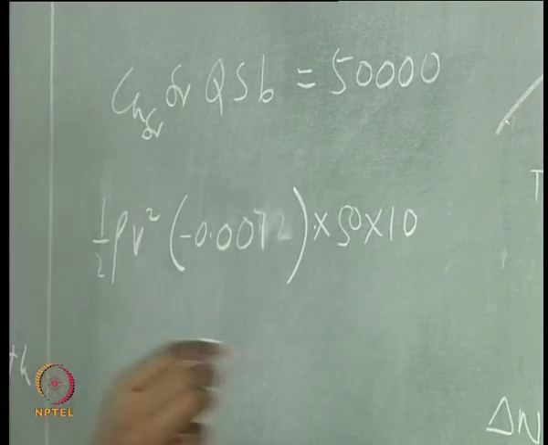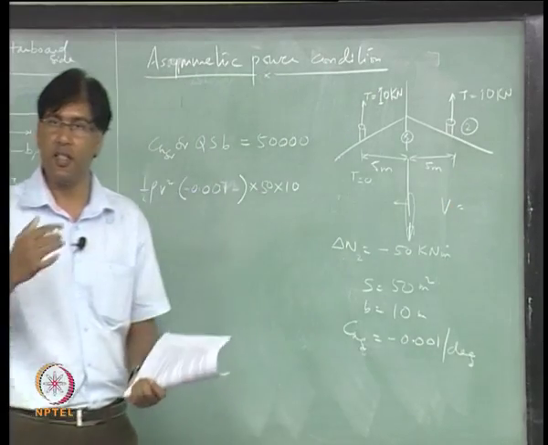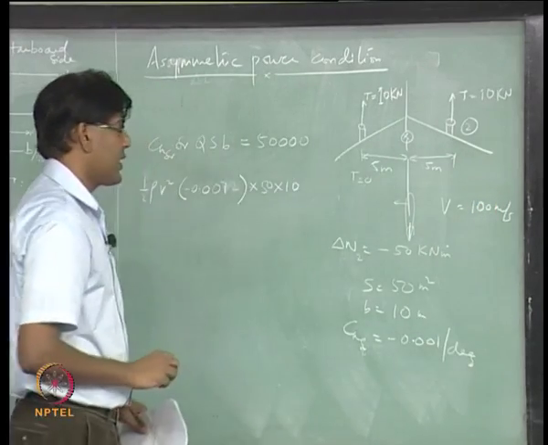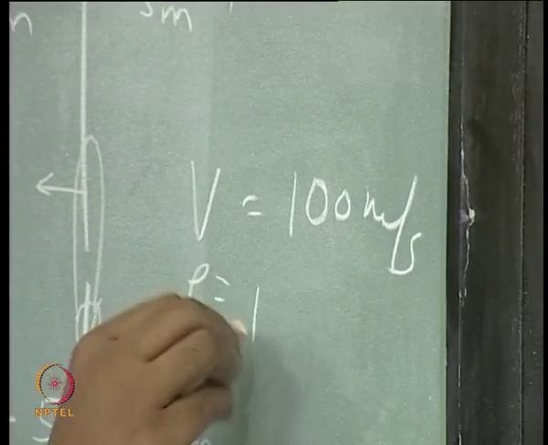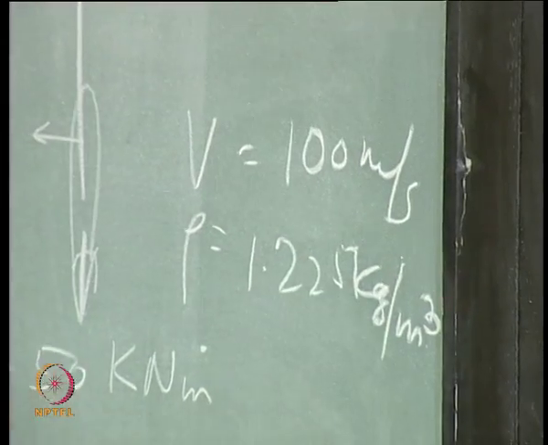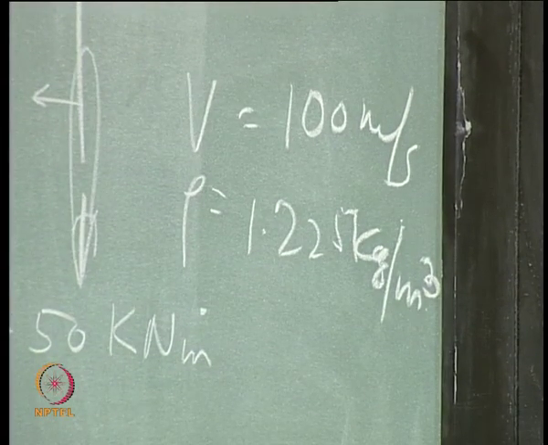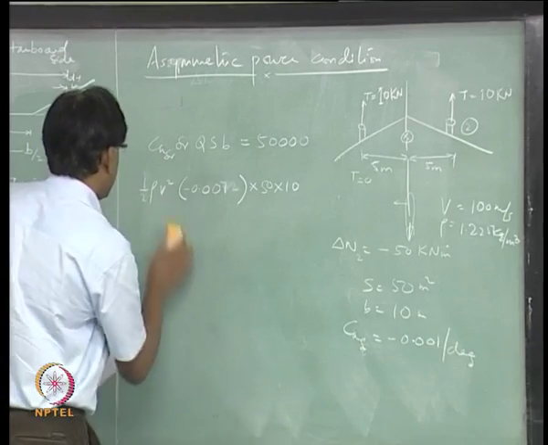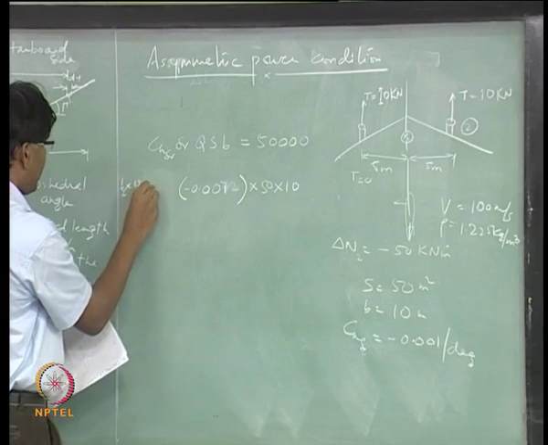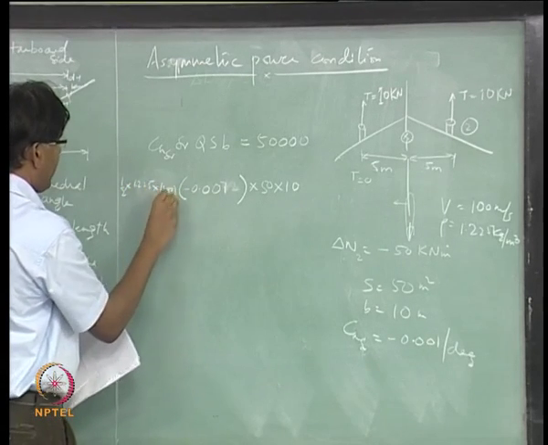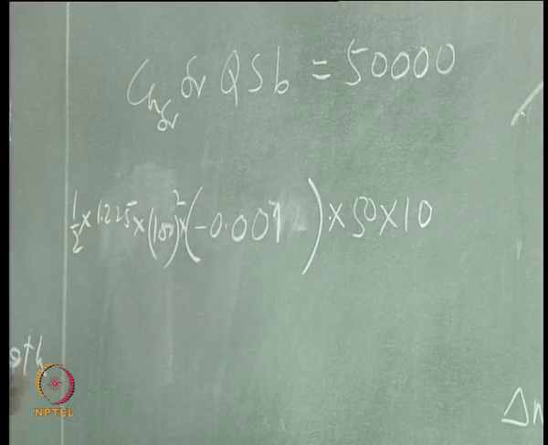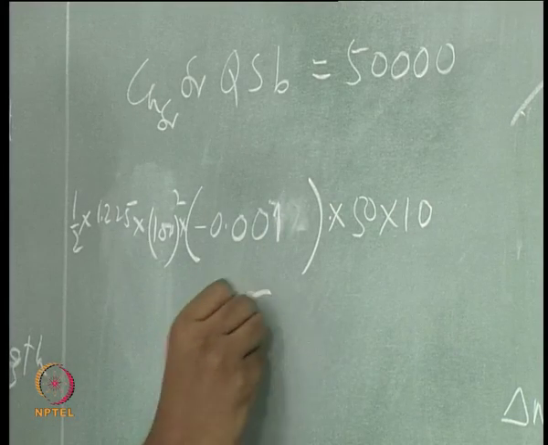And the velocity at which it is flying level when it runs out of the engine is 100 meter per second and it is at sea level conditions. So, you can take this rho as 1.225, right. So, this is half into rho V squared S into delta R.